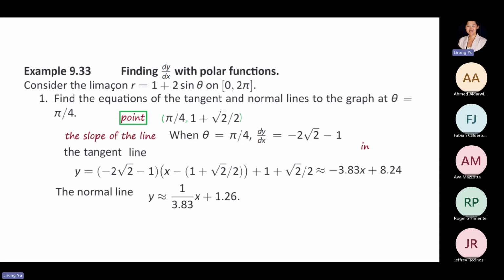The normal line would be the same thing, except that one is negative 3.83. So for the normal line, this one, it will be a positive 1 over 3.83. The rest is the same. I'm trying to determine the normal. So then after simplifying, combining the terms, we have this normal line. So this is our first example using the formula to find the normal line and tangent line.